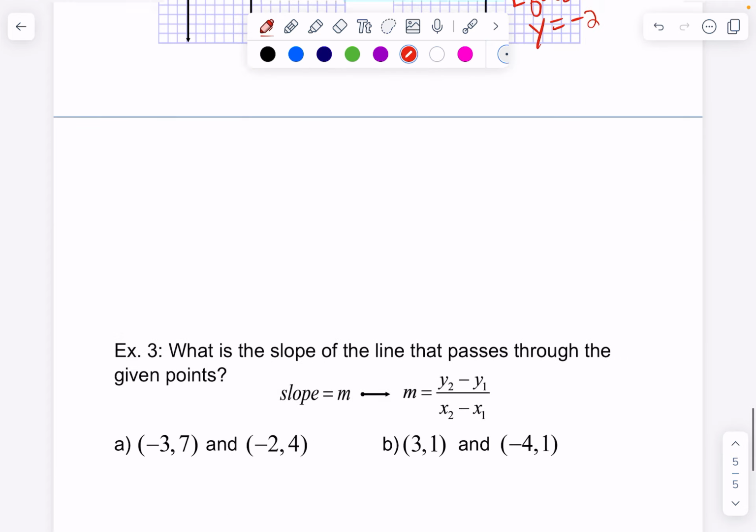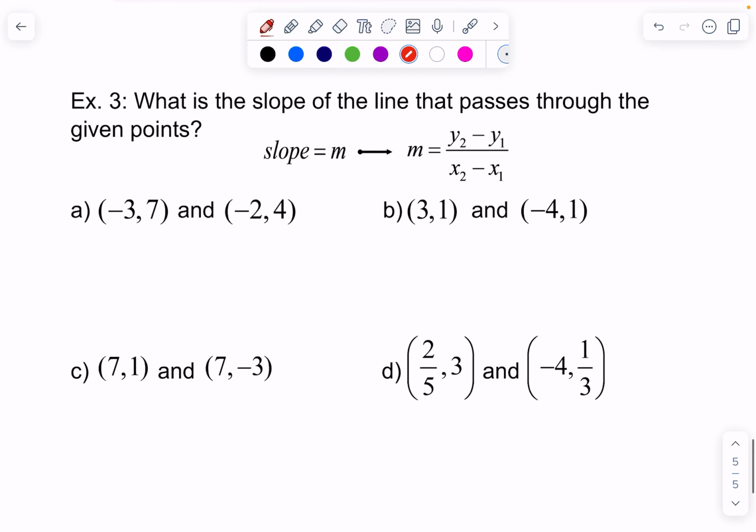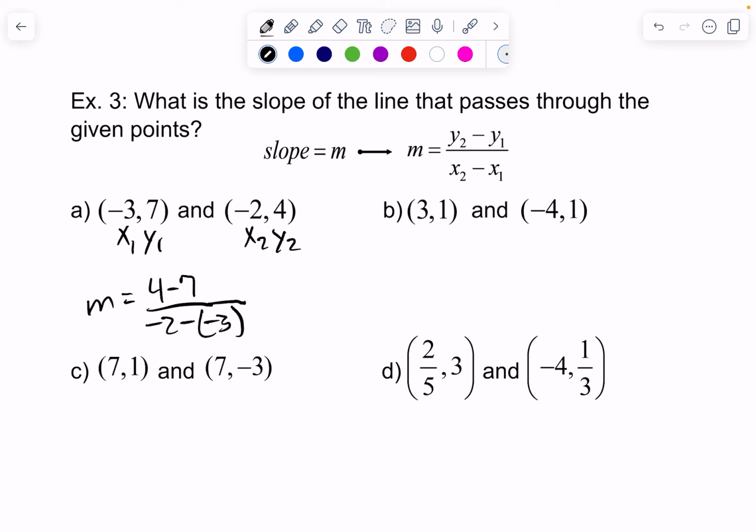All right. Last but not least, let's find the slope that passes through the given points using the formula. Label, label, label. So they gave you x1, y1, and then you have x2, y2. So my slope is y2 minus y1 over x2 minus x1. And that's going to give me -3 over 1, because remember, a negative times a negative becomes a positive. Done.